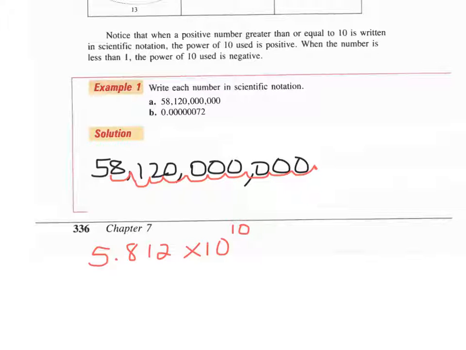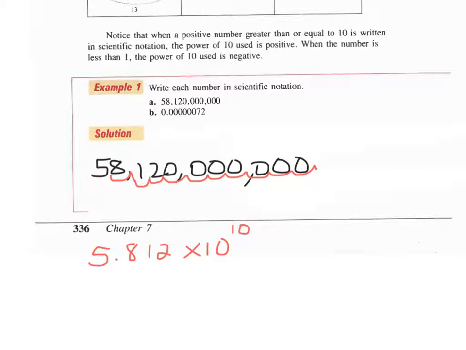Now, when you move the decimal point to the left, your exponent is positive. But when I'm moving the decimal point to the right, it's going to be a negative exponent. Because remember, in lesson 7-9, we learned that a negative exponent makes the number really small.